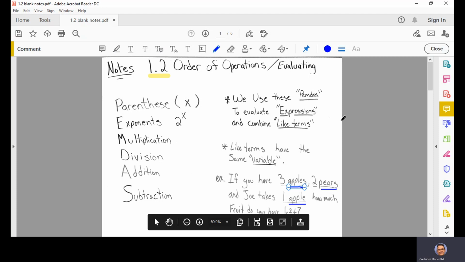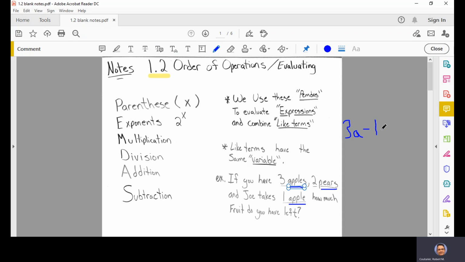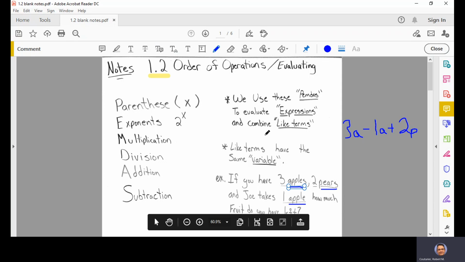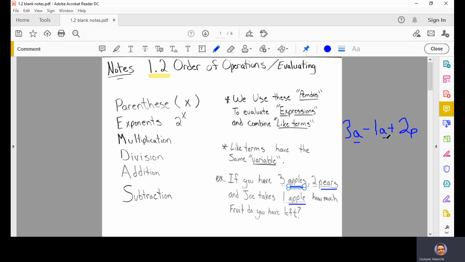So we could say 3A for apple minus 1 apple, because Joe took that away from us. He must have been hungry. And then we still have 2 pears, and we'll use P for pears. Well, now we're going to do this combining like terms. Our like terms are the A's. If you can see, we have an A here, and we have an A here. So if we have 3 A's, and somebody takes 1 A away from us, 3 minus 1, the coefficient of the variable tells us how many of that variable we have. So 3 minus 1 is 2. So there are 2 A's left.